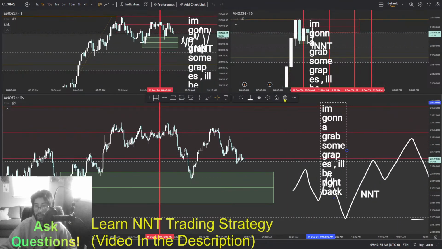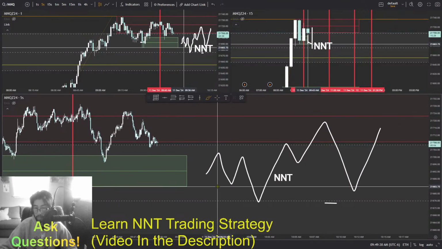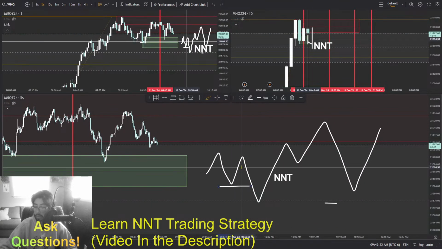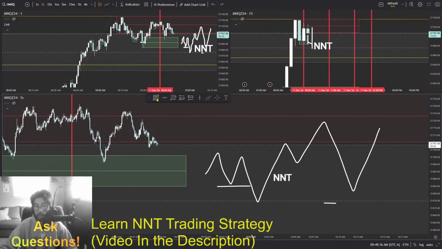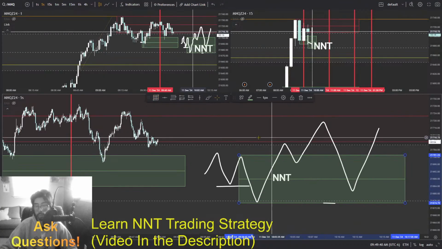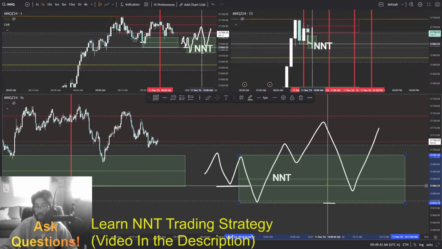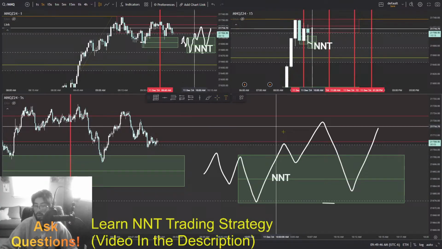Hey, let me show you the setup since you're here. Easy. We're looking for a sweep. After the sweep, we get that swing high and swing low and we create a zone. Tap on the zone, break of structure, standard deviation, 50%. Okay, let's do it again.